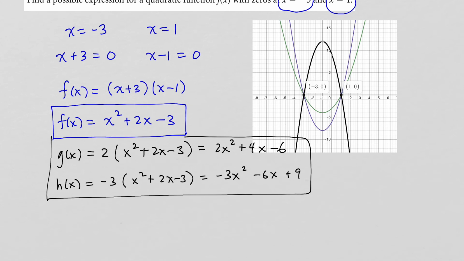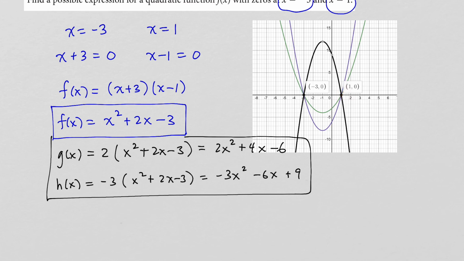So I want you to notice that in this graph here, this is the original function x squared plus 2x minus 3, the green graph here. Notice that it does have an x-intercept at x equals negative 3 and also x equals positive 1. G of x, which is 2x squared plus 4x minus 6, that is the purple graph here. And I want you to notice that the shape is different, but it does have the same x-intercepts as the first graph. And finally, negative 3x squared minus 6x plus 9 is this graph. Notice it is a parabola that opens downward, but it still has the same two x-intercepts.